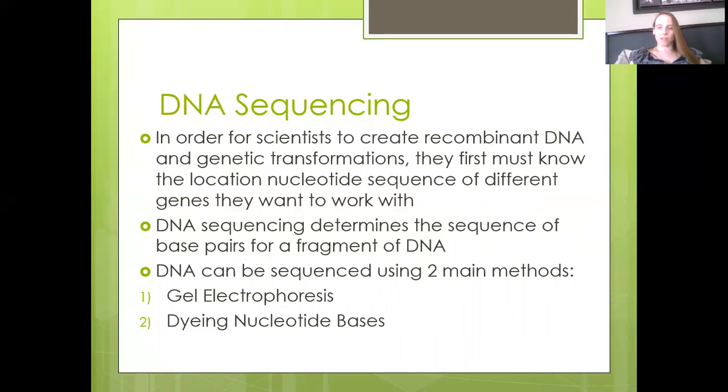DNA sequencing is also used for the study of evolution to determine the relatedness between different species genetically. It's also used in forensic science to determine DNA matches between people, like paternity tests. There are two different methods that are often used to sequence DNA. The first is gel electrophoresis, and then the next is actually dyeing nucleotide bases.